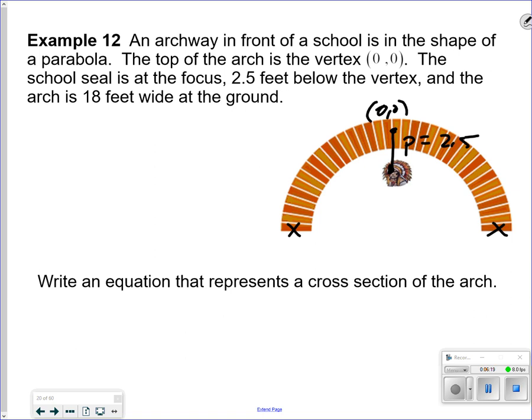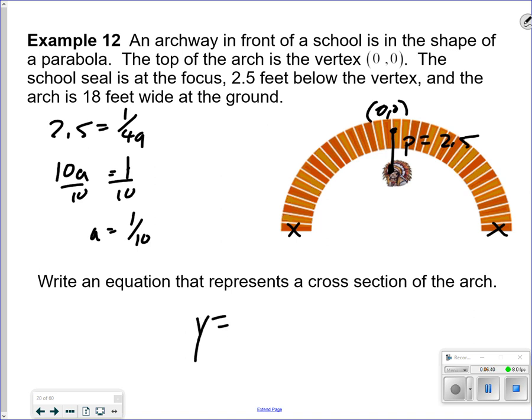So let's start with the a value. 2.5 would equal 1 over 4a. Multiply both sides by 4a, and divide by 10. So a is 1/10. It's a downward parabola. So the equation for this would be y equals negative 1/10 x squared. And if you went (x - 0) quantity squared plus 0 at the end there, that would also work.